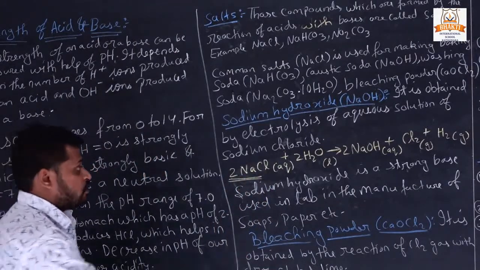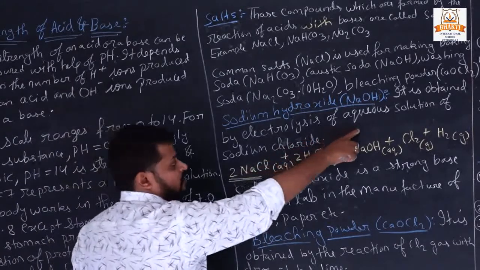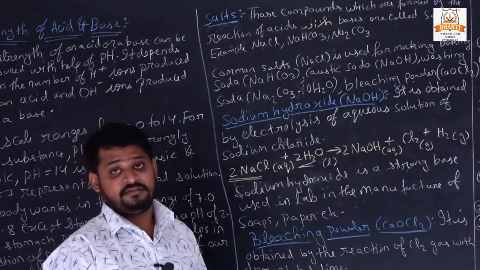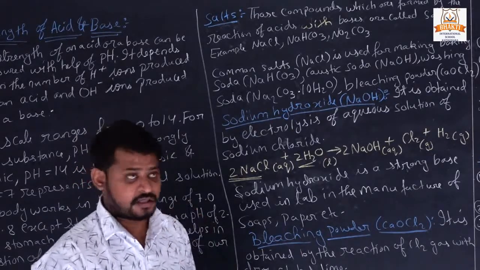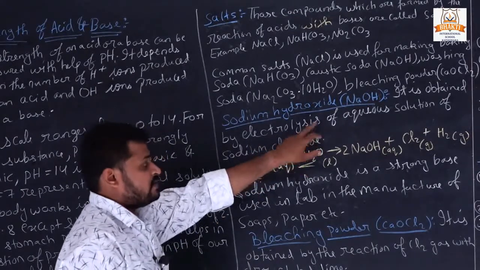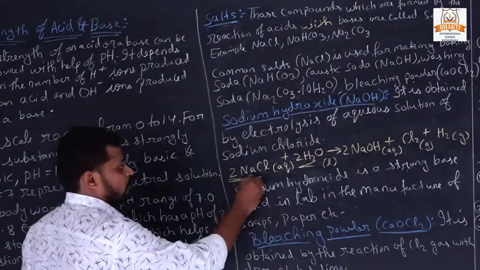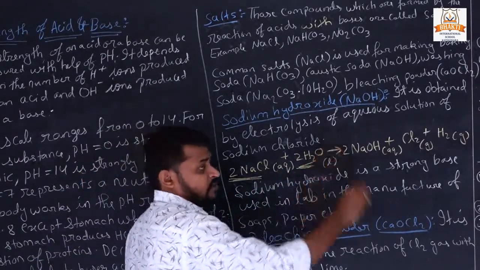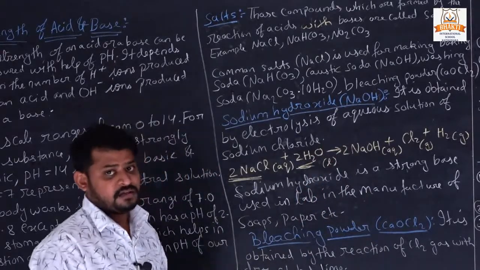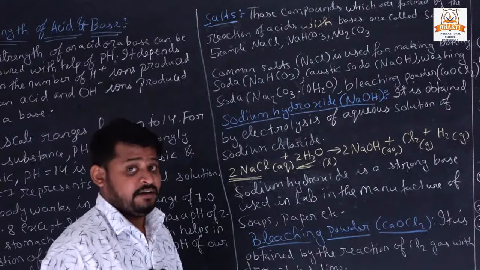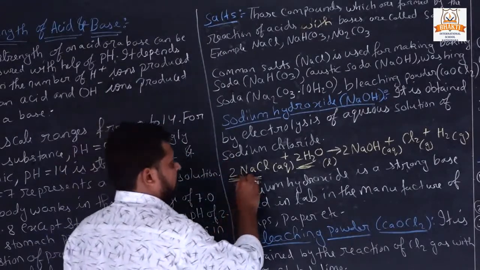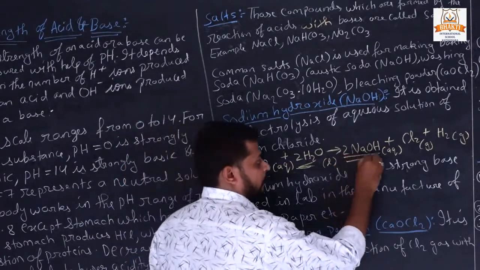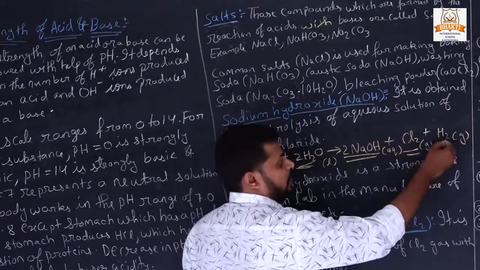Sodium chloride is in an aqueous solution, which means water is present. What is an aqueous solution? A solution in which the solvent is water. So when sodium chloride and water react, with an external input, electric current, passing through the solution of NaCl and water, we get as products sodium hydroxide, chlorine and hydrogen gas.